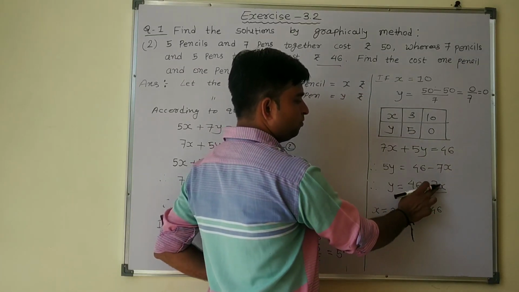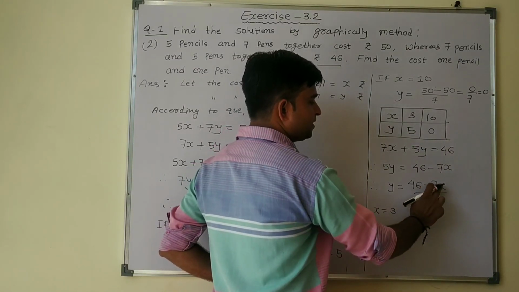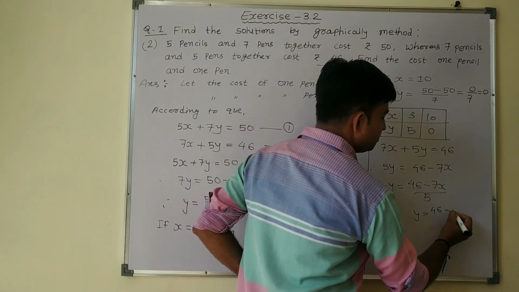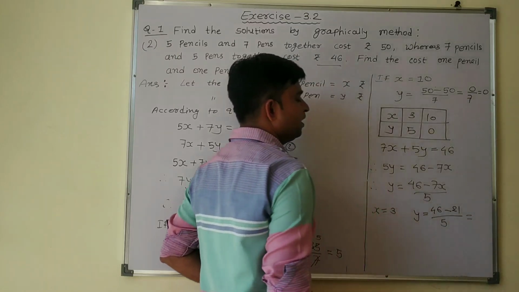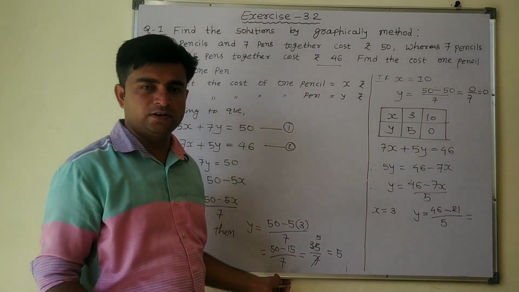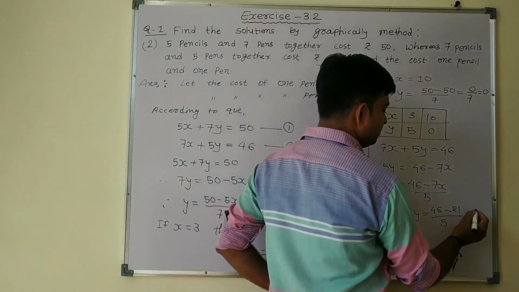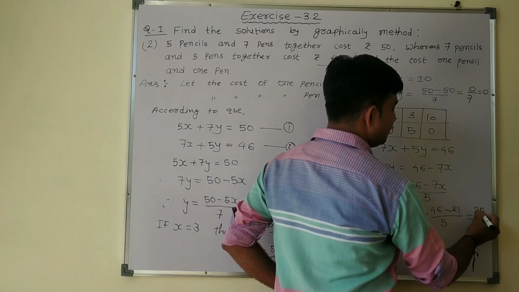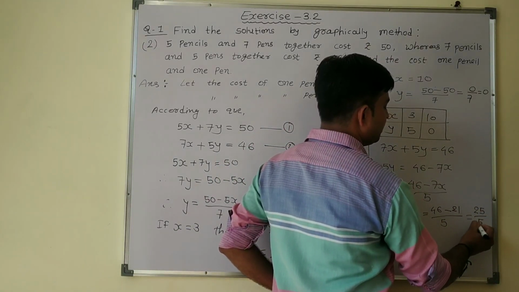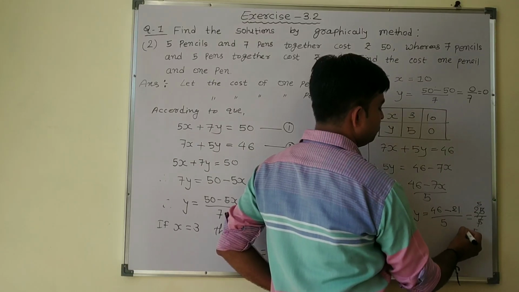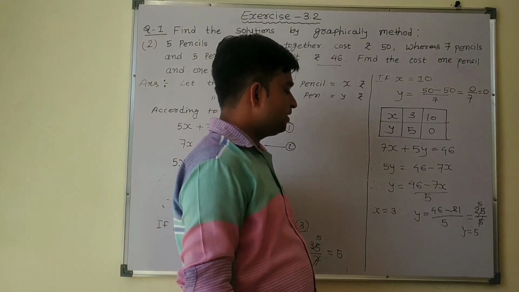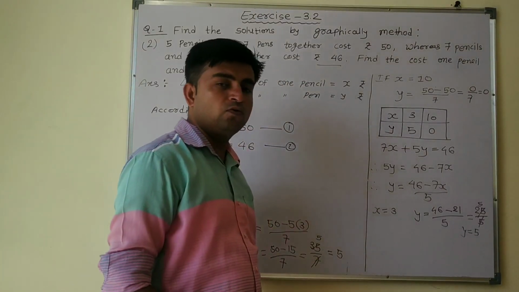यहाँ हम x की वैल्यू पुट करेंगे 3, तो ये बन जाएगा 7 3s are 21. So 46 minus 21 upon 5. Now 46 minus 21, इन दोनों का हम सब्ट्रैक्शन करेंगे, तो यहाँ पे हमें वैल्यू मिलेगी 25 upon 5. Now 5 5s are 25. So we get y is equal to 5. If x equal to 3, then y is equal to 5.